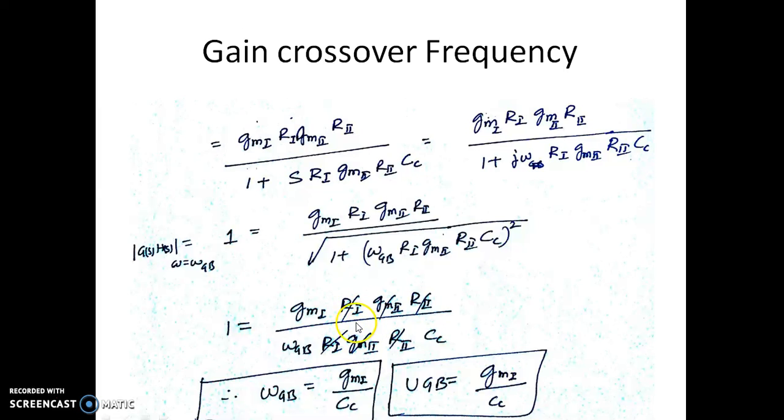So there are so many common terms in the numerator as well as the denominator. If I cancel them out, from this expression we can certainly find out the frequency at which the gain is unity, which is given by gm1 by Cc. So that is, the unity gain bandwidth happens to be gm1 by Cc.